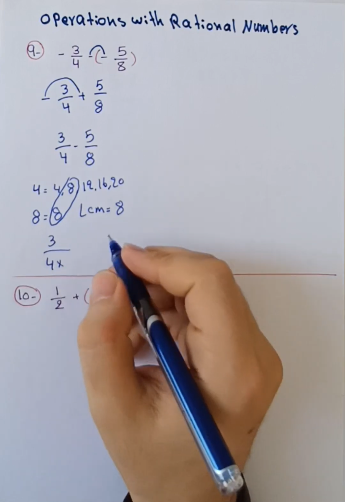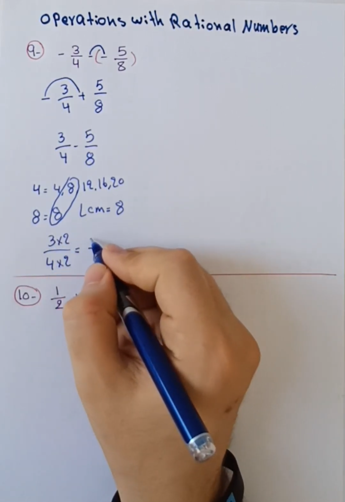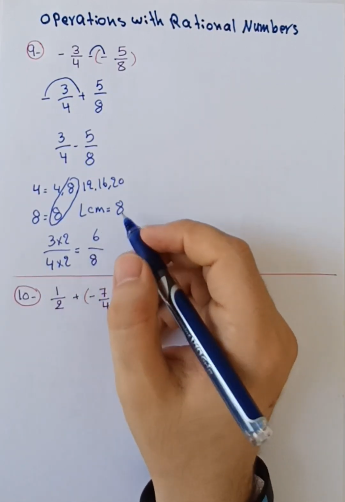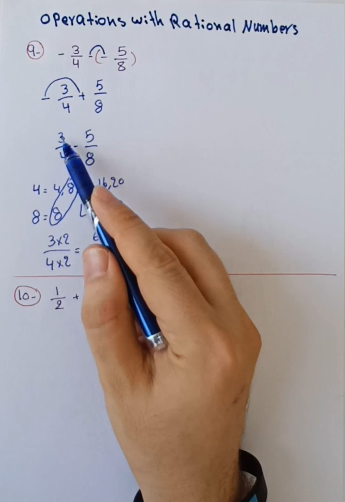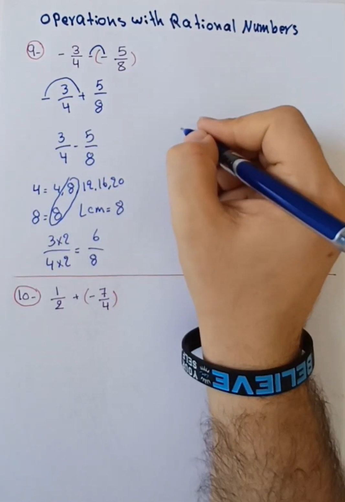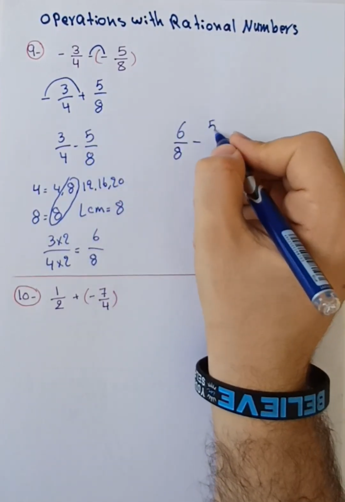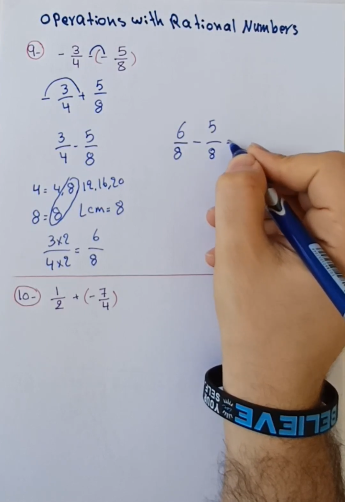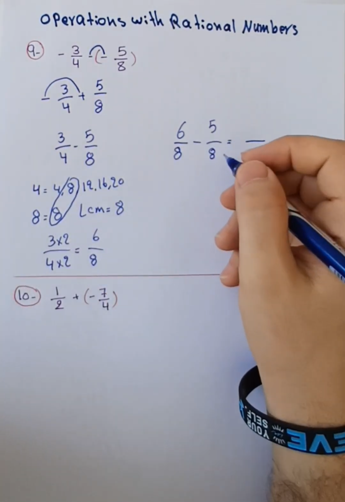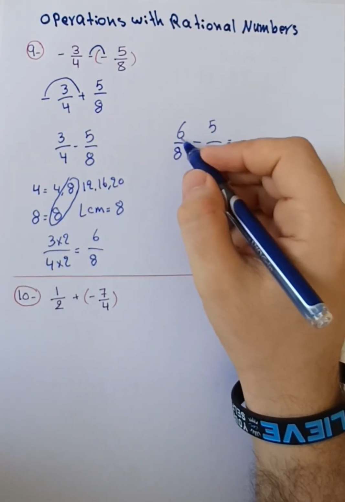4 multiplied by what number equals 8? Multiplied by 2. We have to multiply both by 2. 3 times 2 is 6, 4 times 2 is 8. Now the first fraction, 3 out of 4, the new fraction is 6 out of 8, minus 5 out of 8. After that, 6 out of 8 minus 5 out of 8.